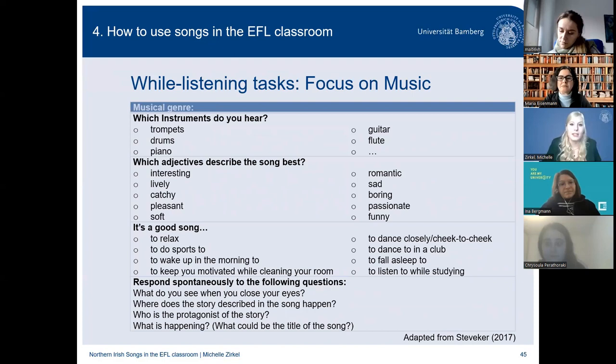So you can ask them, which instruments do you hear? Which adjectives describe the song best? And what do you see when you close your eyes? Where does the story described in the song happen, etc.?